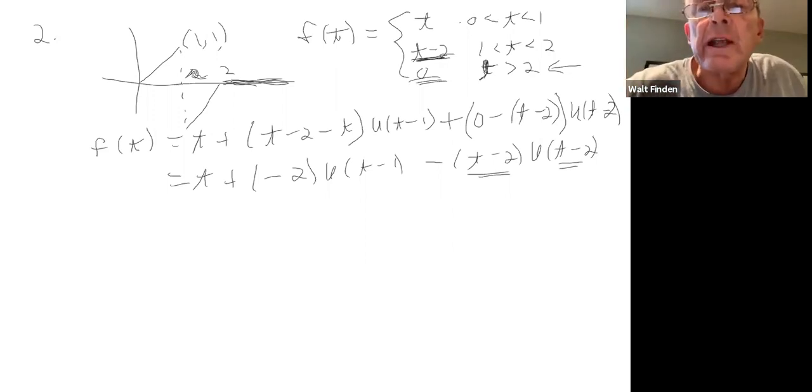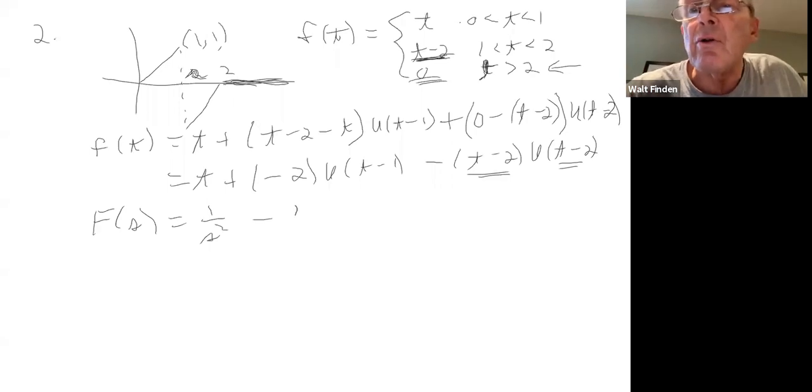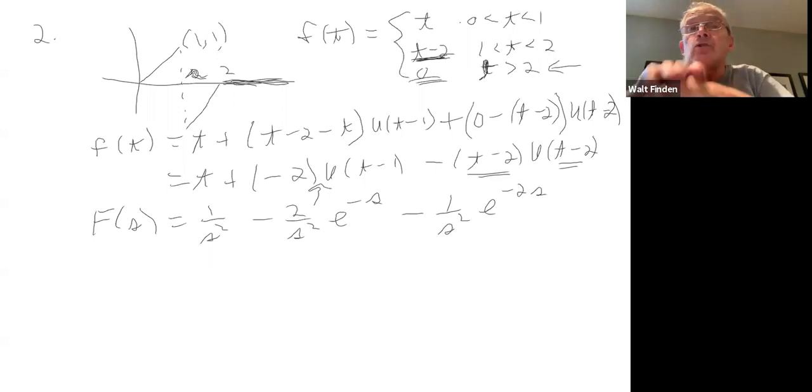And so here's capital F of s for this. It is 1 over s squared for the t term, and minus 2 over s squared e to the minus s. That's for the part that's right here. And we have minus, and so this is treated as a t, 1 over s squared e to the minus 2s. And there we have this problem solved.